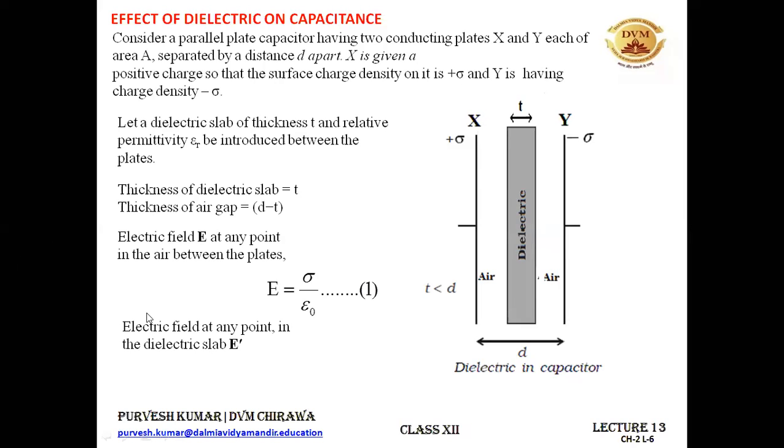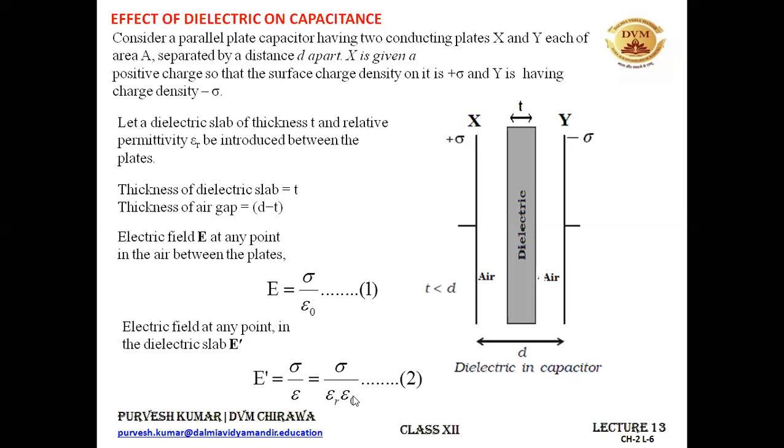Now, the electric field at any point in the dielectric slab. We need to find the electric field existing in this dielectric slab, which I have mentioned as E dash. E dash will be sigma upon epsilon, because now the dielectric will have another permittivity, epsilon. And this epsilon can be written in terms of relative permittivity as epsilon r into epsilon naught.